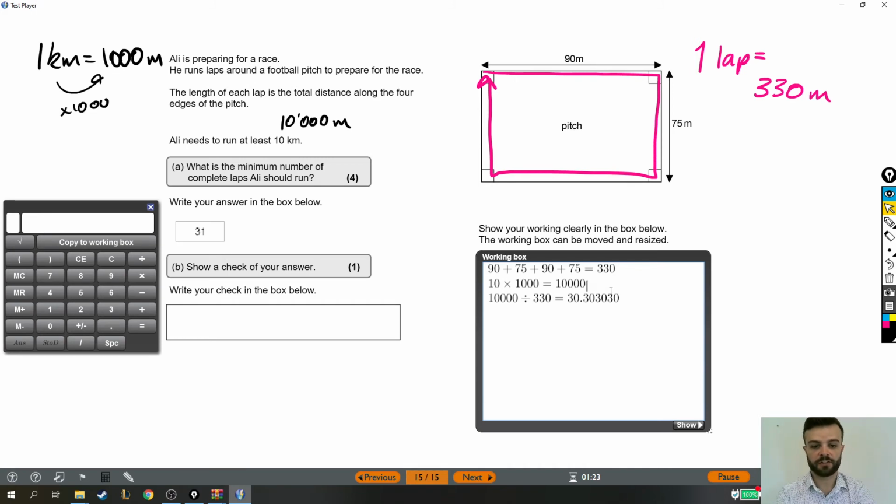Now when we do a reverse calculation, I'm going to just separate it out and put it in the working out box as well. Typically, I think reverse calculation is the nicer way of doing a check. And what we do is we start with our answer. So over on the calculator, we do 10,000. And instead of timesing by 1,000, which is what we did in the calculation originally, we're going to divide by 1,000.